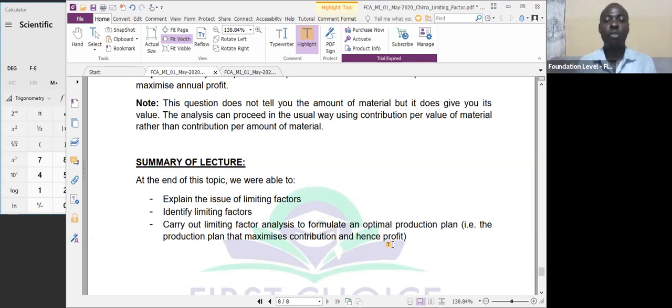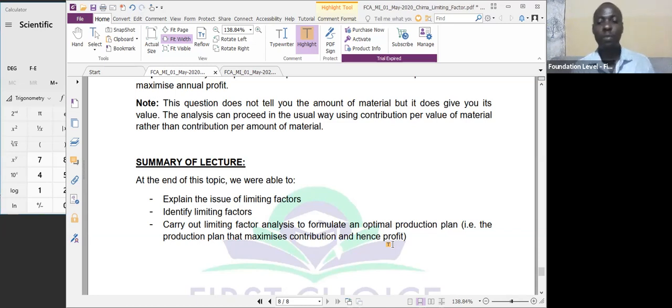Then you now look at total hours available. So when you check available and required, if the available is more than the required, you will have a surplus. But if the available is less than is required, you have a shortage. Whenever there is a shortage, there is a limiting factor. If there are more than one shortage, the one that has the highest shortage is the one that is the limiting factor. Then we have to carry out limiting factor analysis to formulate an optimal plan.